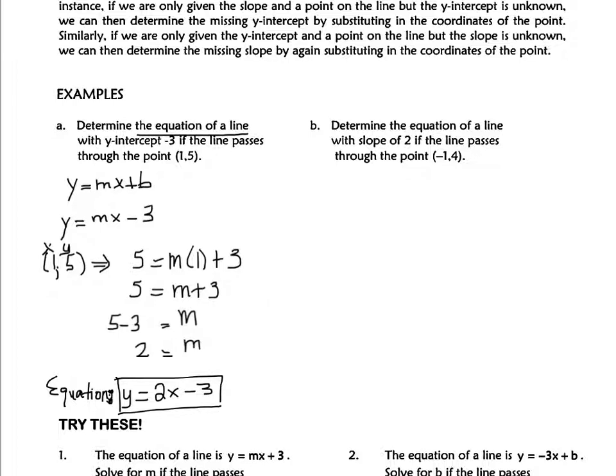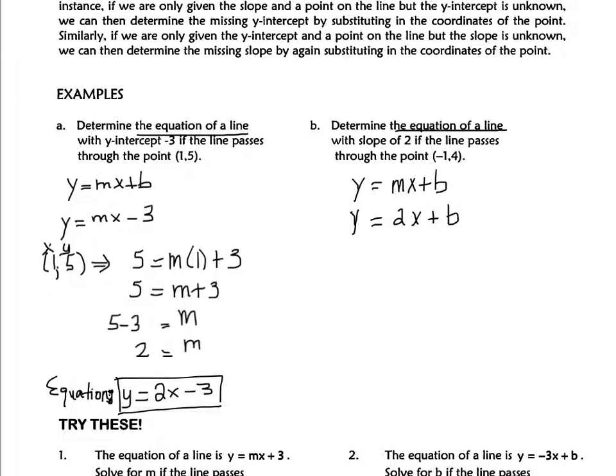The second example gives you the slope this time and a point. So you follow the same pattern. Again, determine the equation of the line. Right now the only equation form that we know is slope-intercept form. We know the slope, so right away we can fill in m is 2.